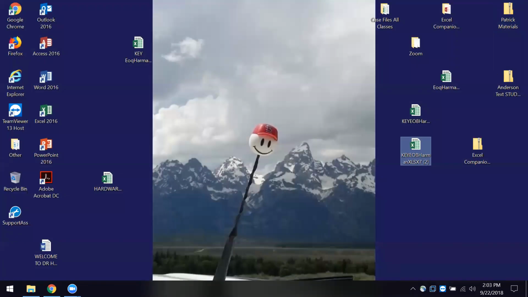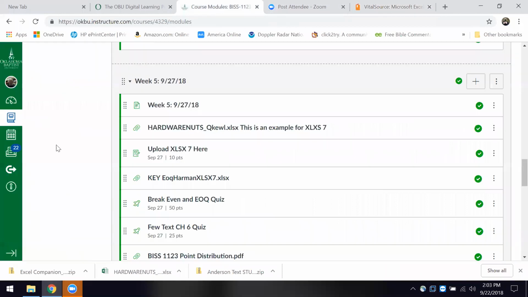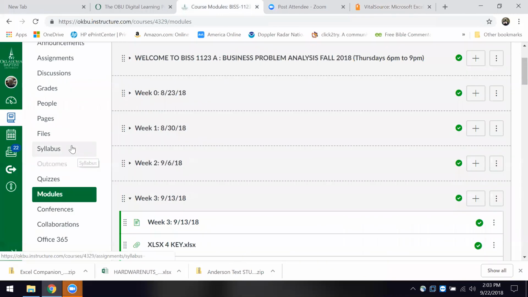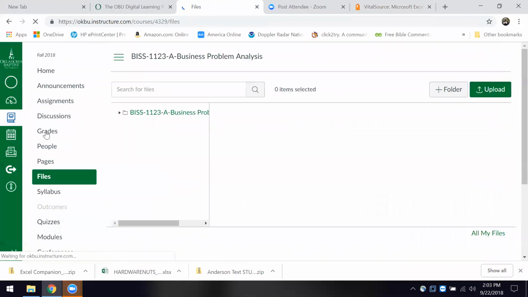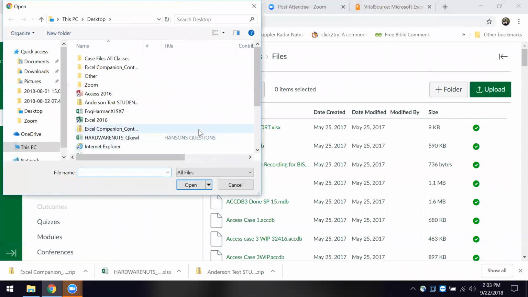Now I'm going to upload this. Again, another behind the scenes look. I'm going to upload the EOB. First thing I have to do is put it in the files. So I'm going to upload the key EOB on the desktop.